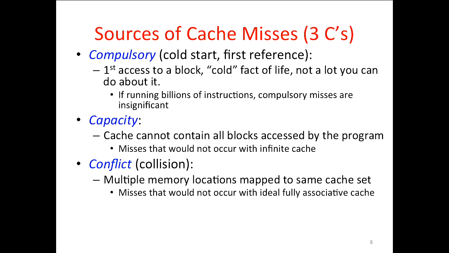The final category is conflict misses, also sometimes called collision misses. These occur because you have a less than fully associative cache, and so memory locations are competing over a given set in the cache. Multiple memory locations map to the same set. One way of thinking about these is misses that you wouldn't get if you had an ideal fully associative cache. They're a consequence of using some reduced associativity, which you do to reduce the hardware cost. So the 3 C's: compulsory, capacity, conflict.